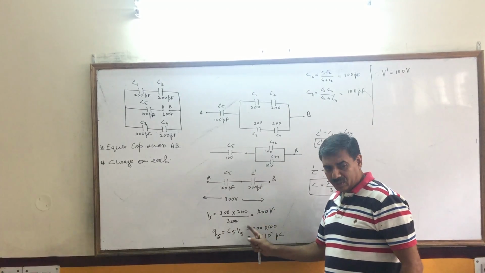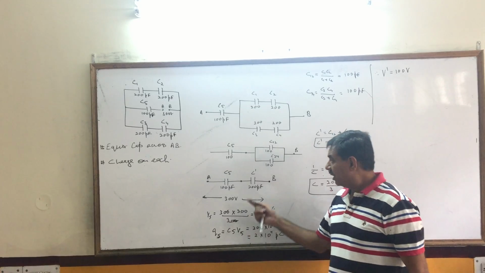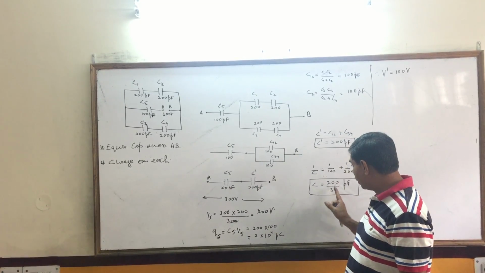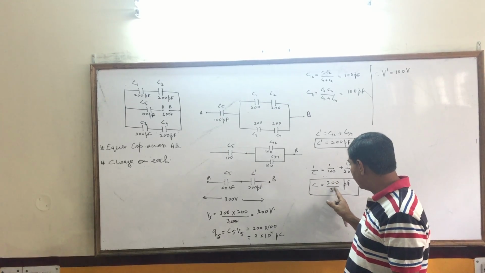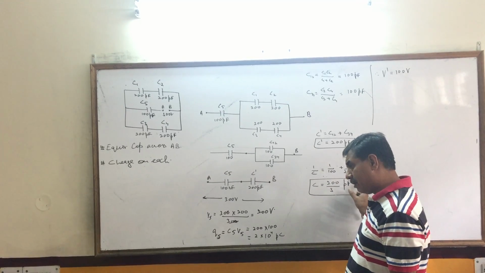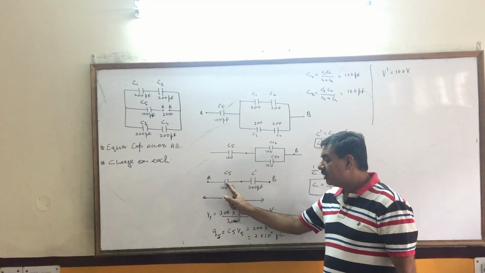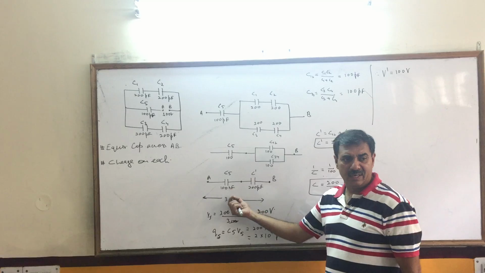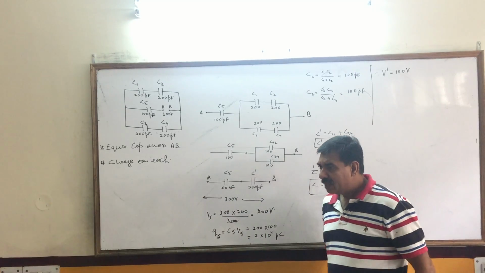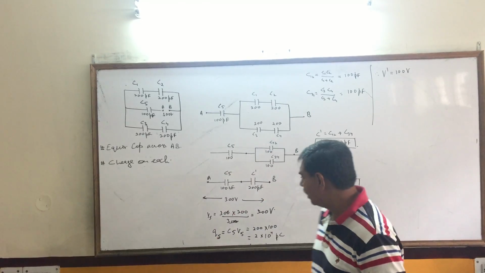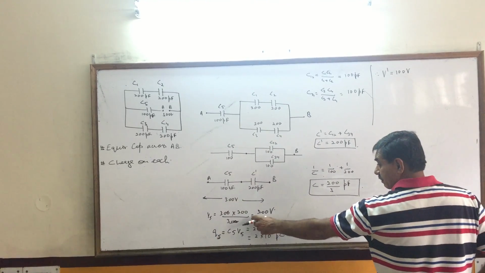There is another way to find this too. The equivalent capacity is 200 by 3, so the charge on the equivalent capacitor is 200 by 3 into 300. That will be the charge on the equivalent as well as on C5. You can divide it the other way around. When there are two capacitors, it's very convenient. There's no need to determine the charge on the equivalent capacitor. If you understand this. Okay?